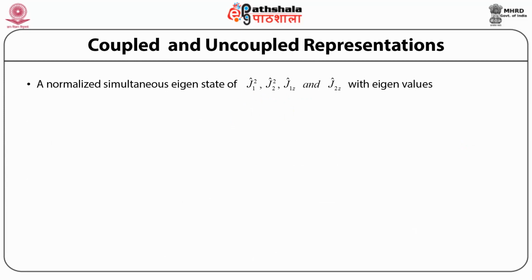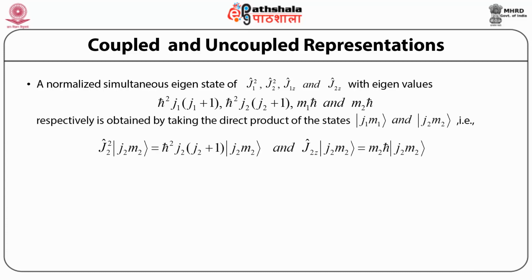A normalized simultaneous eigenstate of operator J1 square, operator J2 square, J1z and J2z with eigenvalues given by h cut square J1 into J1 plus 1, h cut square J2 into J2 plus 1, M1 h cut and M2 h cut respectively is obtained by taking the direct product of the states J1 M1 and J2 M2. That is, ket J1, J2, M1, M2 is equal to ket J1, M1 into ket J2, M2.